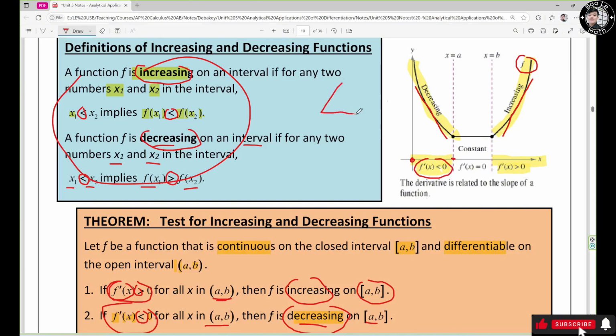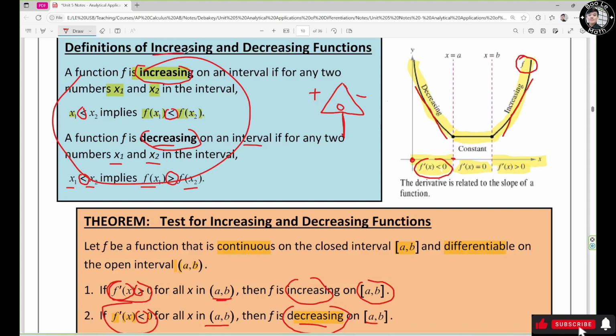Don't forget to use the Christmas tree trick. If the tangent lines go in this way, the slope is positive, and the function is increasing. If the tangent lines go in this way, the slope is negative, and the function is decreasing. If the tangent lines go in this way, the slope is 0, and the function is constant. And if the tangent lines go in this way, the slope is undefined. Now you look at this interval right here within a and b, it's going to be constant, which means the slope is 0. Keep that in mind.